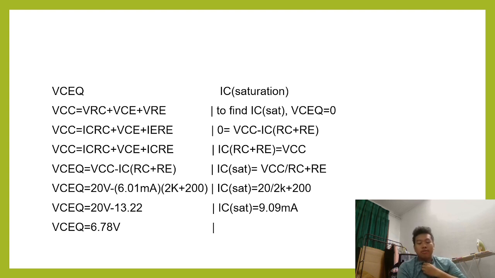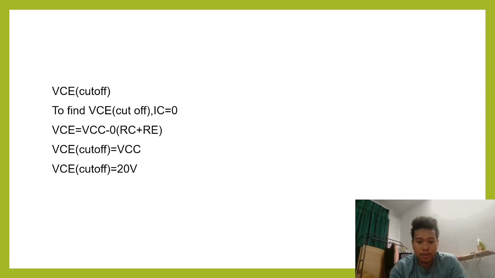For IC saturation, we must put VCEQ equal to 0. So VCC minus IC times (RC plus RE). To rearrange this equation, we put IC on the left side and VCC on the right side, because we need to transfer RC plus RE to the right side. In this equation, IC is multiplied by RC plus RE, so on the right side it will be divided. So IC saturation is VCC divided by RC plus RE, which is 20 divided by 2K plus 200. So the answer for IC saturation is 9.09 milliampere.